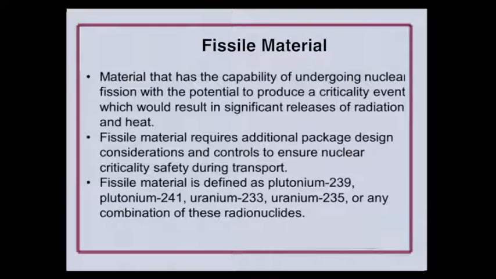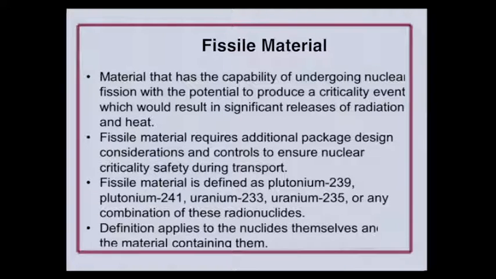Fissile material is defined as plutonium-239, 241, uranium-233, uranium-235, or any combination. That is fissile material. And just as an observation, it applies to the nuclides and not to the material containing it.